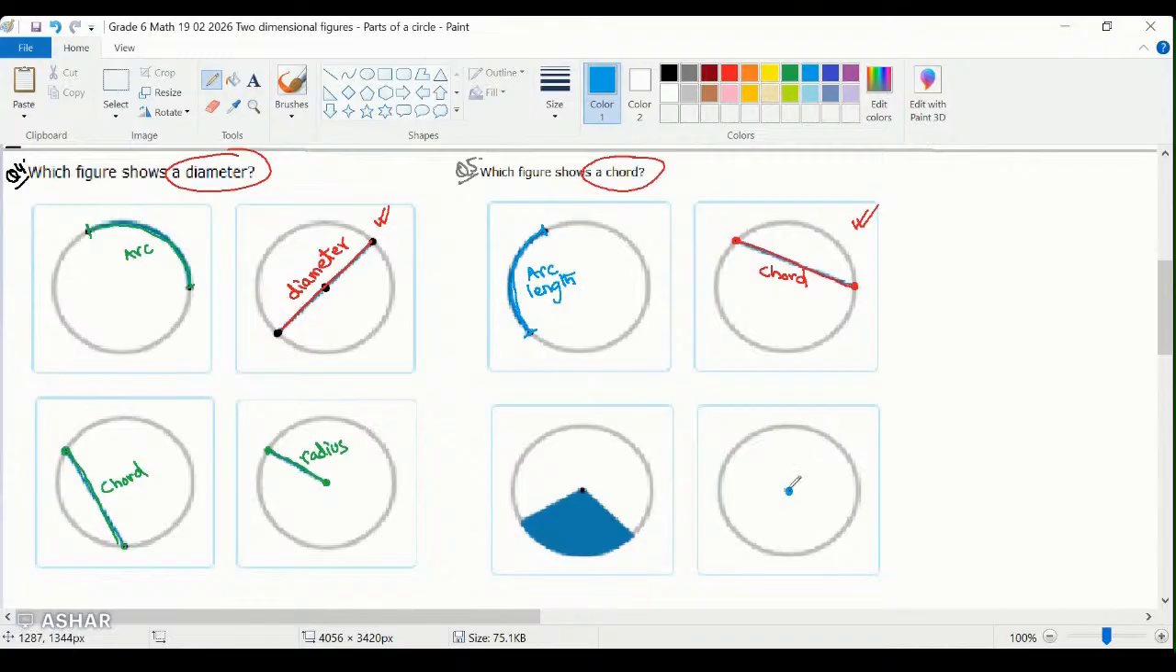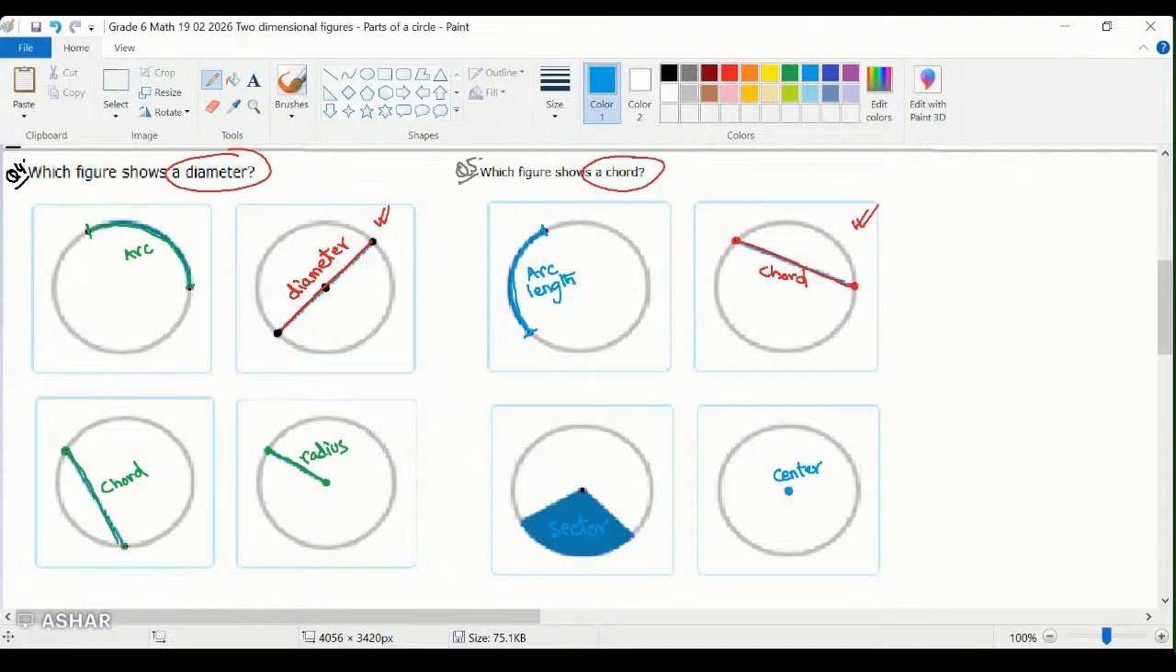This has only a dot. That means this is the center. What about this shape which has a shaded region? The shape which has a shaded region is like a slice. Yes, perfect. The shape which has this is called a sector. A slice is always known as a sector. Center and sector.